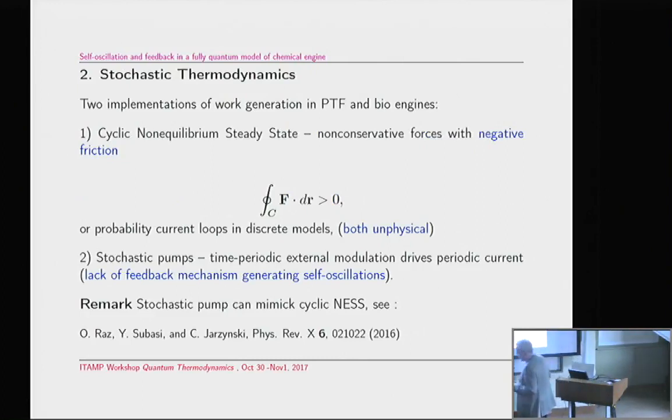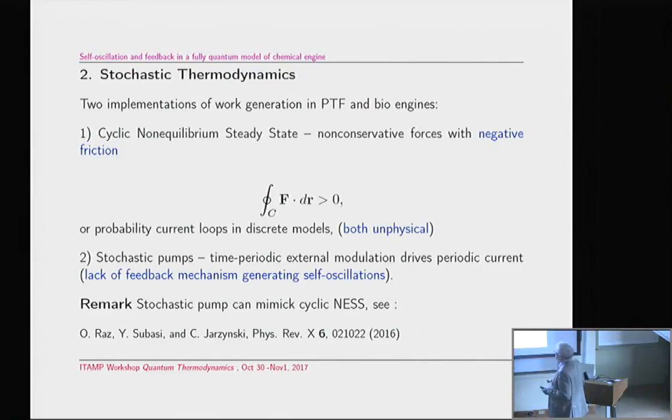Another approach is based on stochastic thermodynamics. Here we have roughly two standard models. First is cyclic non-equilibrium steady state. Then you have to introduce by hand non-conservative forces with negative frictions. Okay, one can use it as a kind of phenomenological approach, but there are no such forces in nature. And therefore, this model is rather unphysical, although we can reproduce the right results, but the price is too high. It's the introduction of some unphysical element.